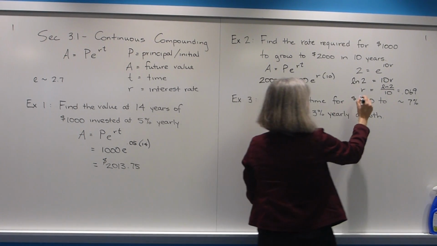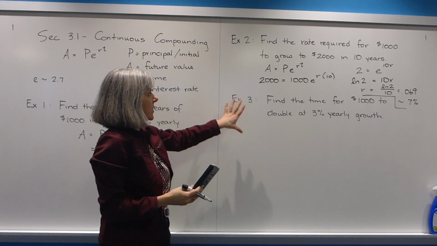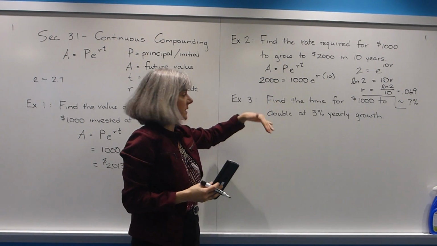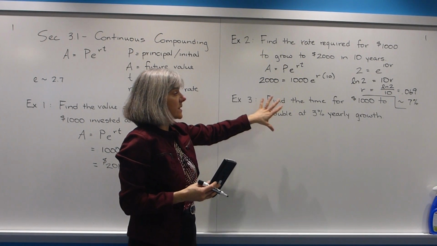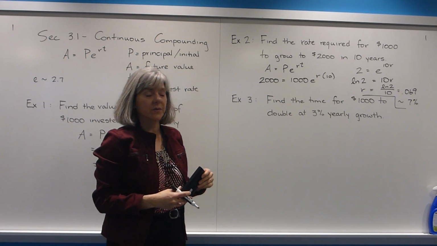Okay, sorry I ran out of space. Okay, so then the last one. So this is one where, again, plug in all the pieces you know and then solve for what's missing. This is going to be one similar. Find the time for 1,000 to double at 3% yearly growth.